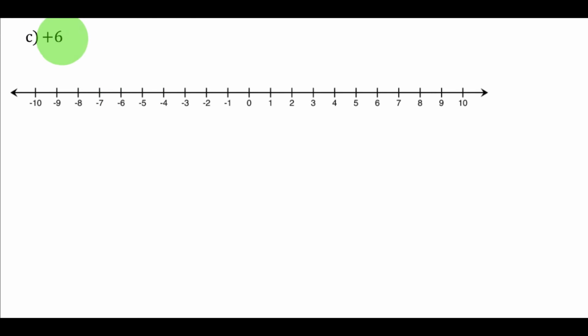So now I'm going to graph +6. So we start at 0. I'm going to move 6 units to the right. 1, 2, 3, 4, 5, and 6. Can plot our number here on the number line.